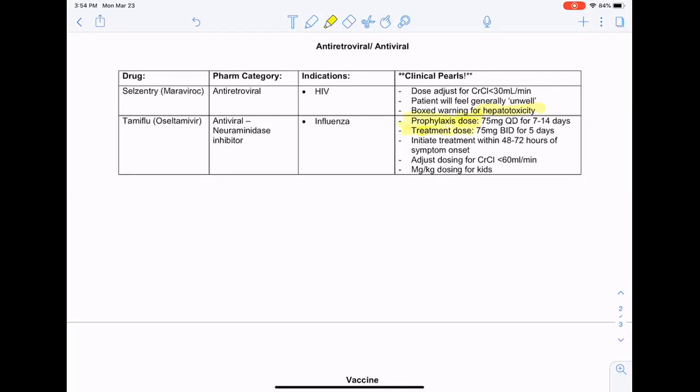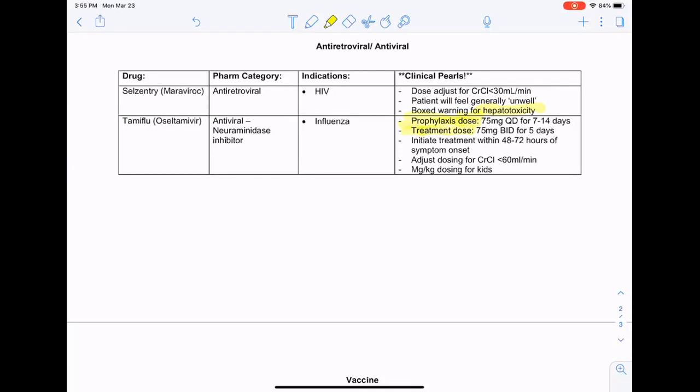Prophylaxis dosing would be for somebody who, say, has a family member diagnosed with influenza. They would also send the patient home with prophylaxis dosing for family members. So they would give this medication to people who do not have influenza to prevent it. The preventative dosing is longer than the treatment dosing. That's the part I want you to know: treatment dosing is short, and prophylaxis dosing is longer, okay?